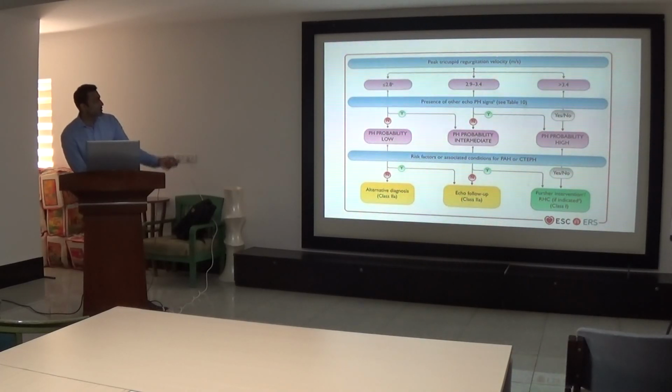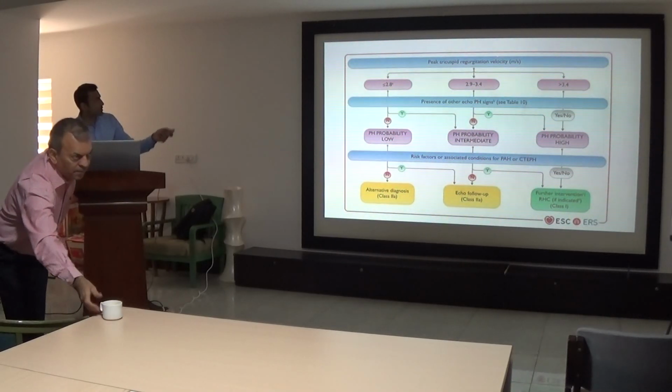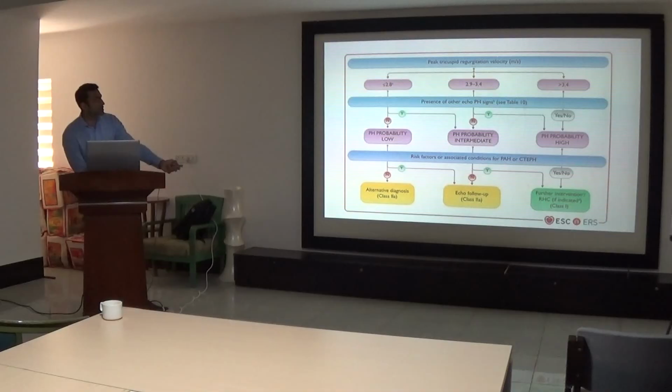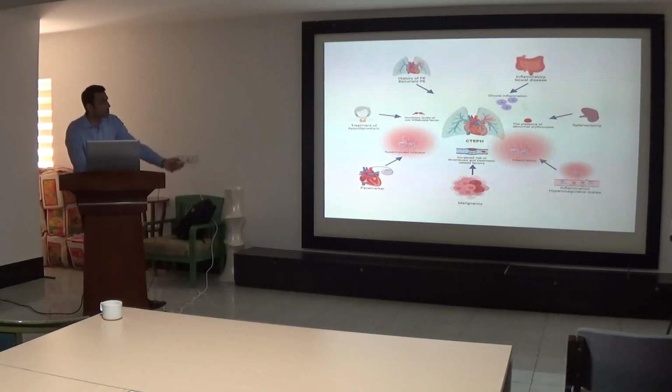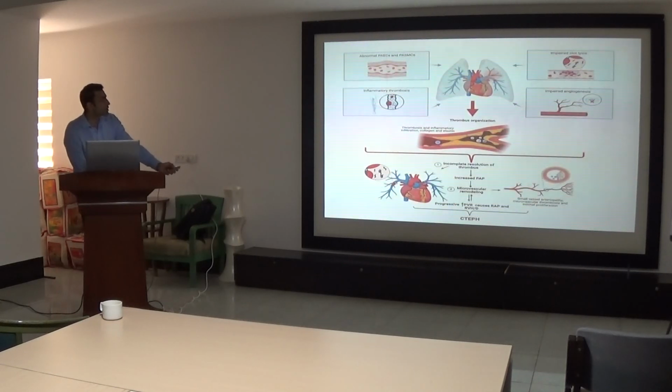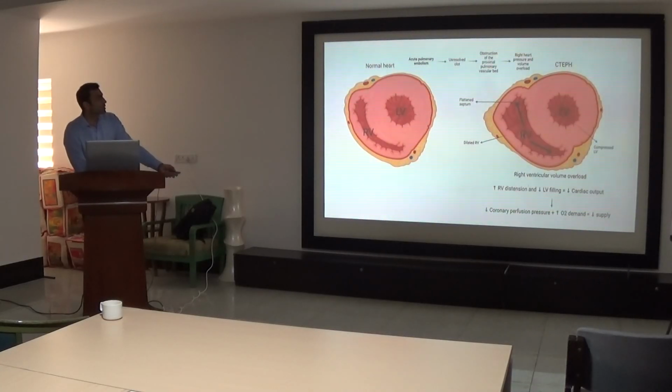This is the criteria which shows the probability of developing PH. It is based on the peak tricuspid regurgitation velocity. Pathophysiology we already discussed. These are the probable causes: splenectomy, inflammatory disease, history of PE, that lead finally to CTEPH. It is basically an inflammatory and proliferative disease of the pulmonary vasculature. Thrombosis occurring, changes, flattening of the septum.